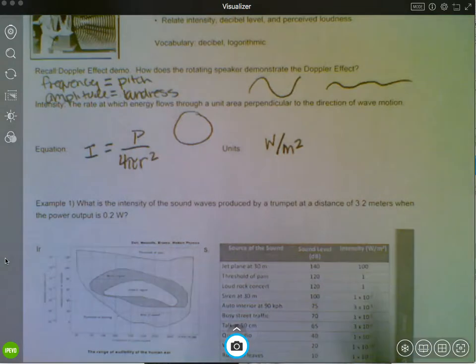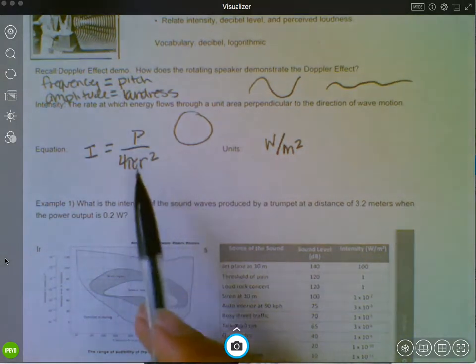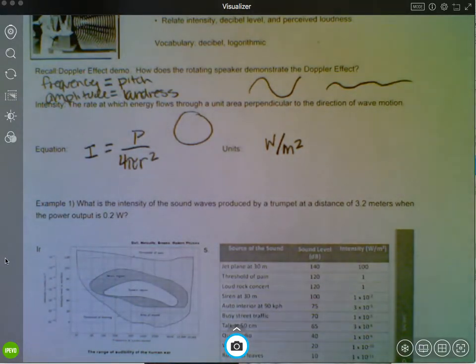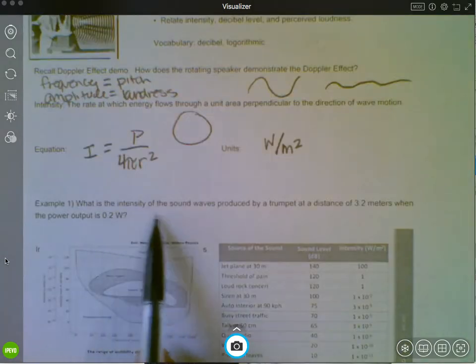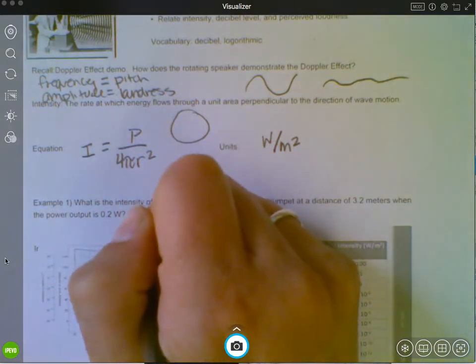3.2 meters? Obviously the closer you get to a sound, the louder it's going to feel, the more intense you're going to hear it. The further you get away, the intensity of the sound actually decreases by a squared factor, so it gets quieter very quickly. So what is the intensity of sound waves produced by a trumpet at a distance of 3.2 meters? That would be the r.